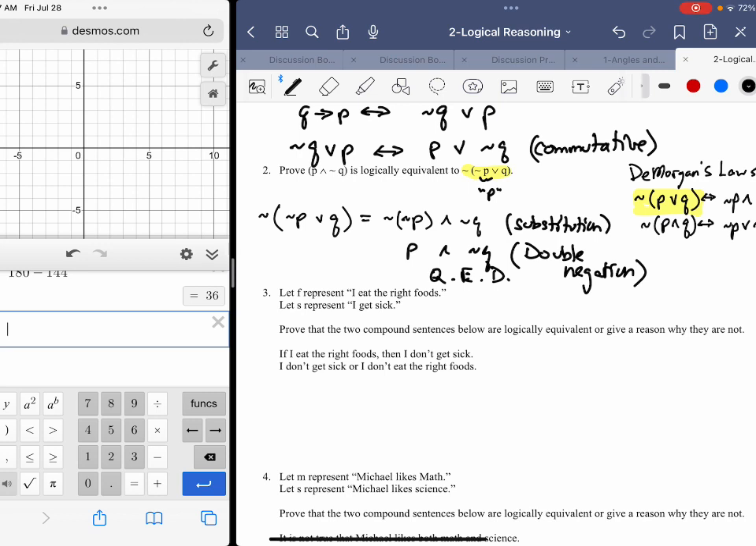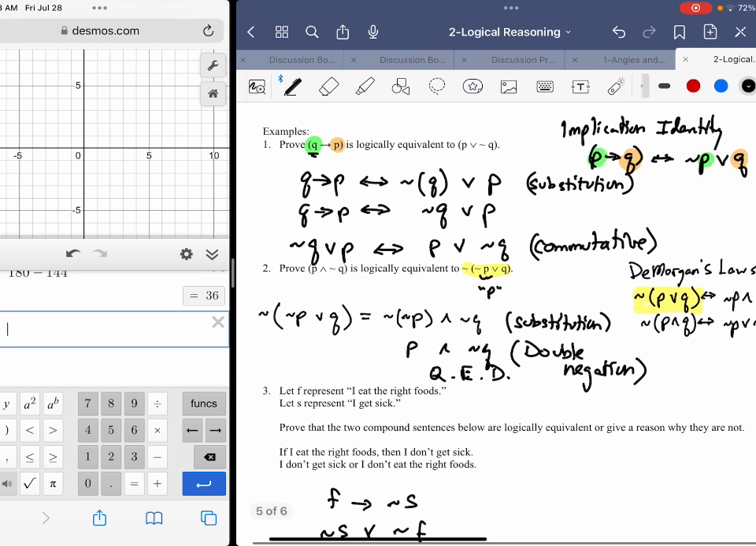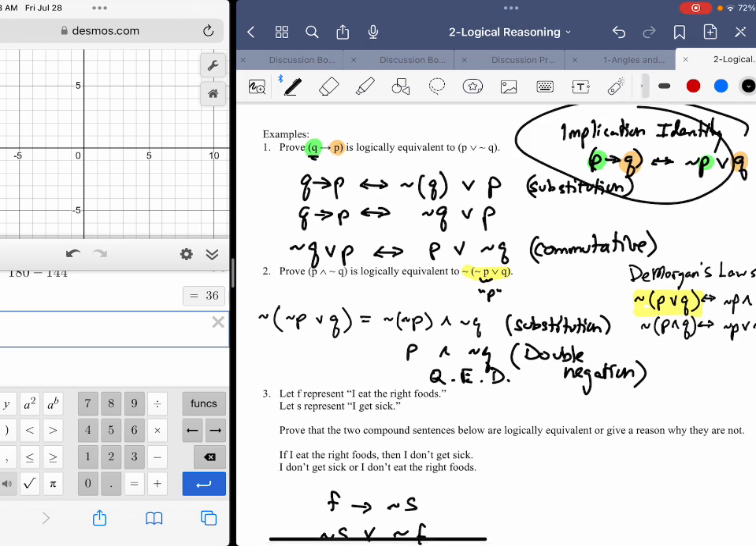All right. So for number 3, let F represent I eat the right foods. Let S represent I get sick. Prove that the two compound sentences below are logically equivalent, or give a reason why they're not. If I eat the right foods, so F, then I don't get sick, so not S. I don't get sick, not S, or I don't eat the right foods, so not F. Anytime I'm looking at a conditional followed by an or, I tend to think along the lines of the implication identity.